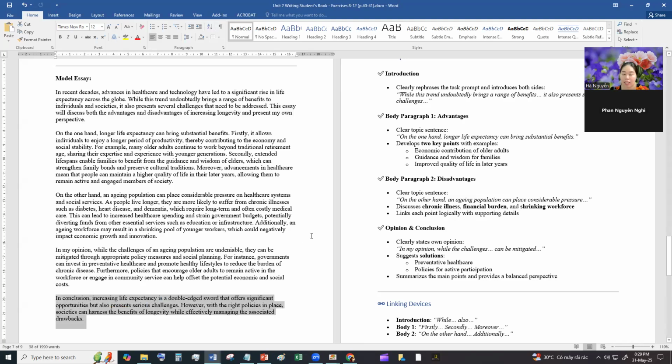Right. So now let's have a look quickly at the benefits, the advantages. How many advantages were mentioned in the body one?